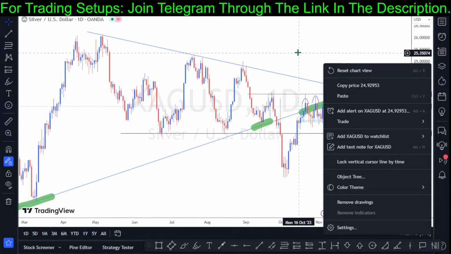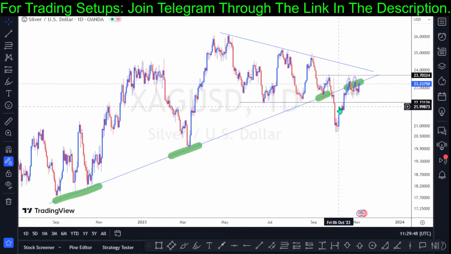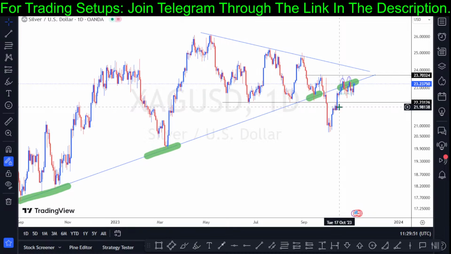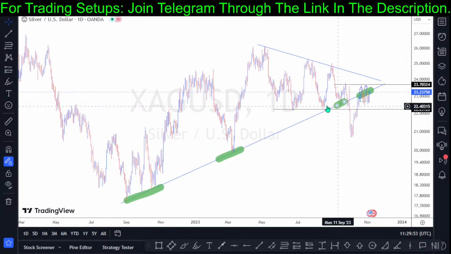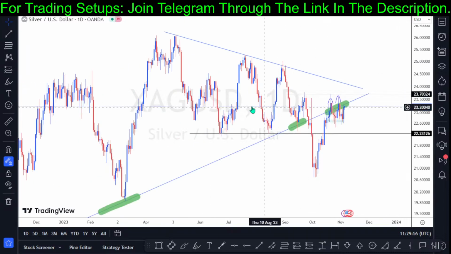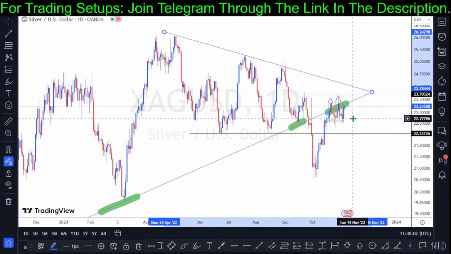So currently this is a breakout of a symmetrical chart pattern. You can see what we have on silver. This is a breakout of a symmetrical chart pattern formation. Silver is currently trading at the lower band of the breakout of the symmetrical chart pattern. So for those of you who are trading silver, please try to modify your chart to look like this. Check your chart, because this is what we have on the chart of silver.